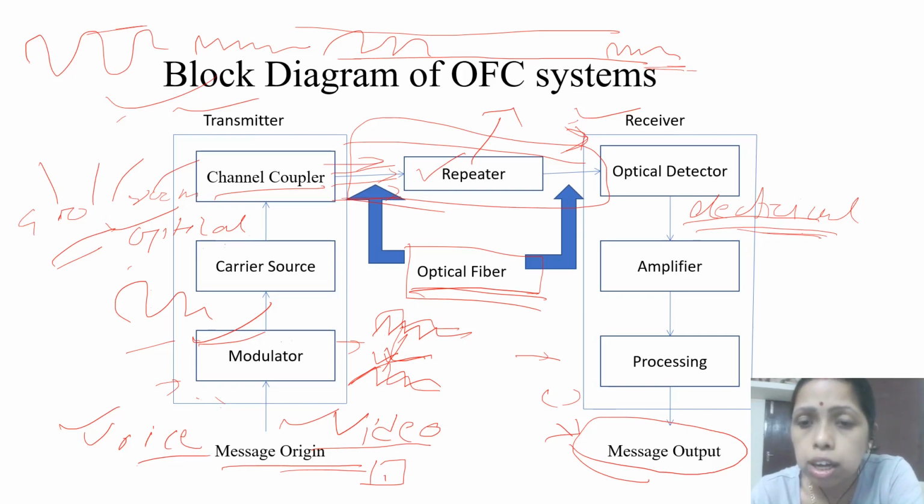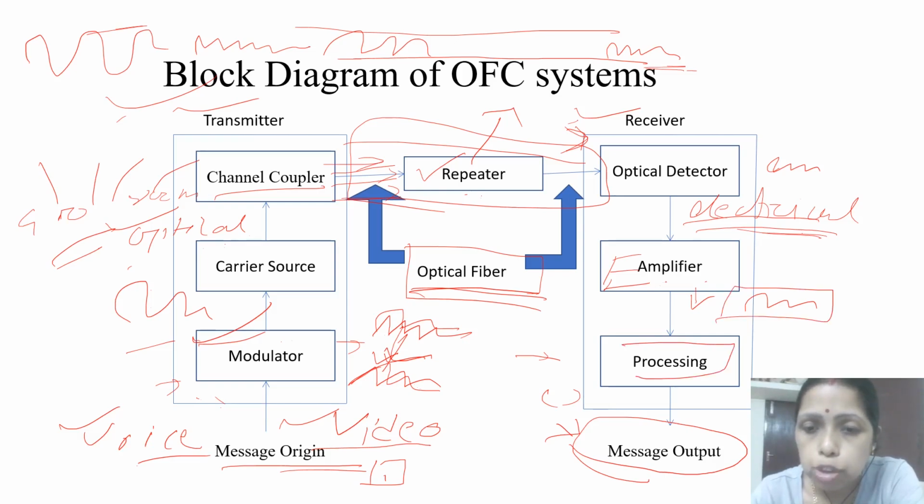Then during the conversion, the signal can again be degraded or there will be loss in the signal. For that, an electrical amplifier is used. The optical amplifier or optical repeater works on the optical side, while here the electrical amplifier is used for enhancing and regenerating the signal.